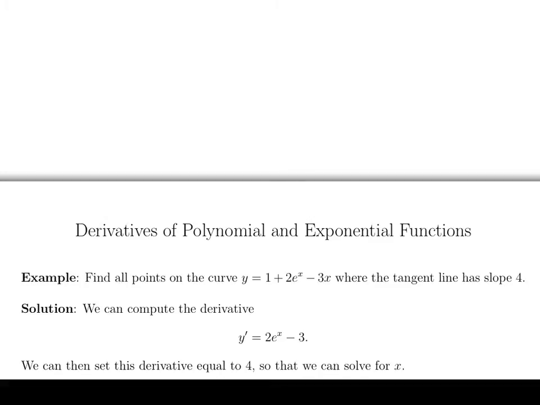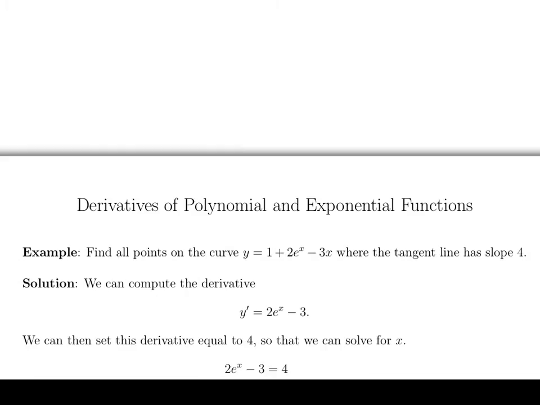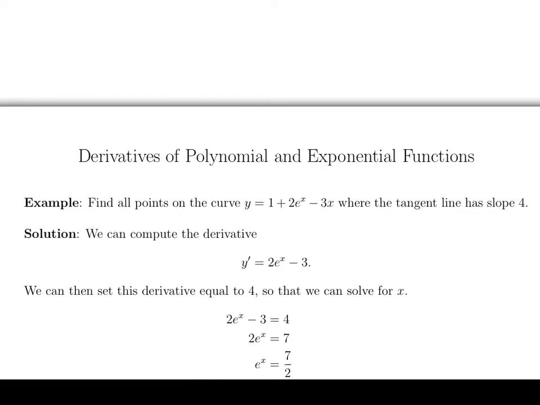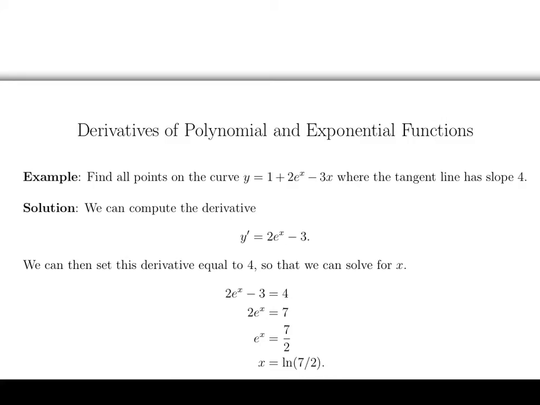So we want to set this derivative equal to 4 and use that to solve for x. Okay, so here's the equation that we want to solve. We're taking that derivative and setting it equal to 4. Remember, the 4 comes from the given information. We want to have slope 4. Okay, so we move the 3 to the other side. We get 2e to the x is equal to 7. Divide by 2, we get e to the x equal to 7 halves. And so that means x is equal to the natural log of 7 halves. Okay, so we got our x coordinate.